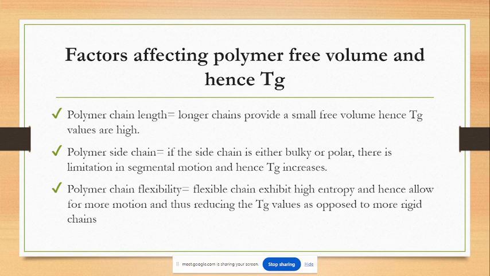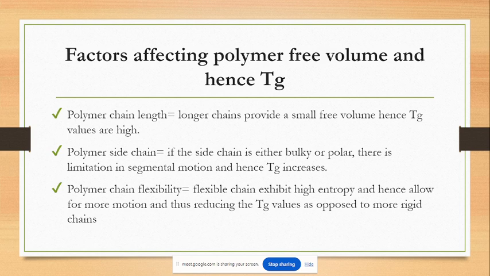Tg value? If the side chain is either bulky or polar, there is limitation in segmental motion and hence Tg increases. Because of that limitation in movement, Tg also increases. Why? Because of the bulkiness of the side chains. So polymer side chain, also the nature of the polymer side chain, is a factor.